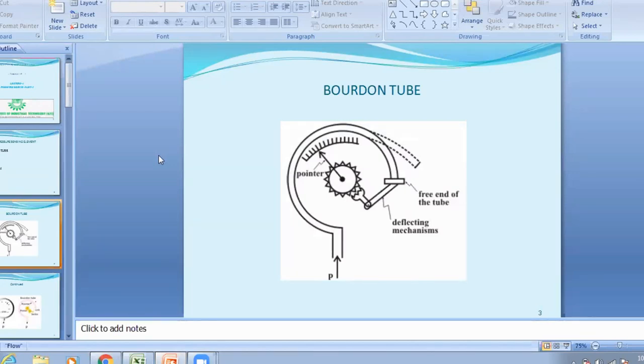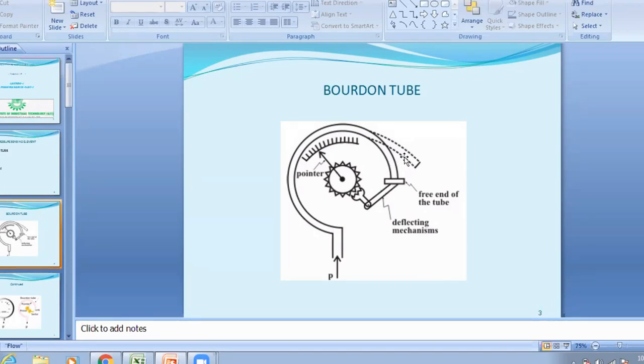So that's what happens here. When the pressure is applied, the tube tries to straighten up. This free end, the last end, is known as the moving end. That is, it tries to move up. This dotted sign indicates that it is a moving end. It tries to bend, it tries to move up.